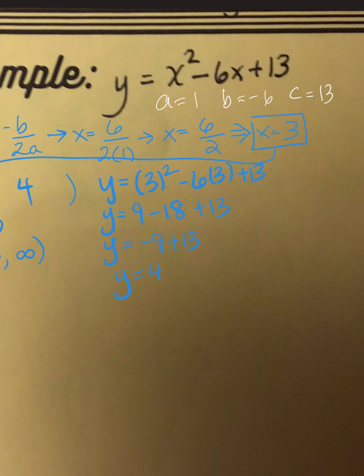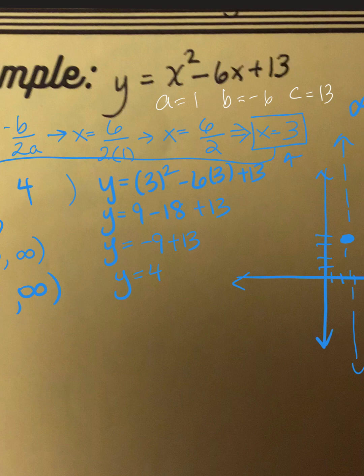Since I know that it's pointing up, let me graph this. Let me plot 3, 4. 1, 2, 3, 1, 2, 3, 4. Okay, and I know it's pointing up, so that means it's going up towards positive infinity. So positive infinity will go here, and it starts at the y-coordinate of the vertex, which is 4. So from 4 to infinity. And you put a bracket because 4 is included.